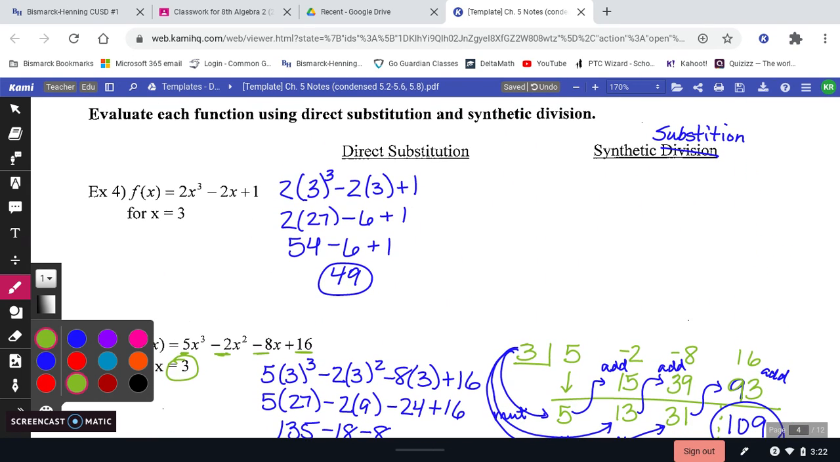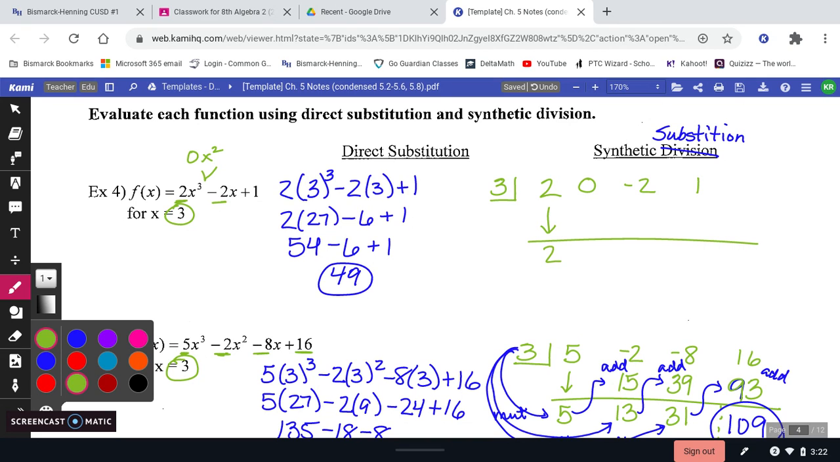Let's go back to number 4. So the value I want to find is 3. So 3 is going to go in my box. My coefficients are 2. And then notice this is why I skipped this one earlier, because notice we have a cubed term, but there's no squared term. Again, we happen to be missing that one. So a 0, and then a -2, and then a 1.